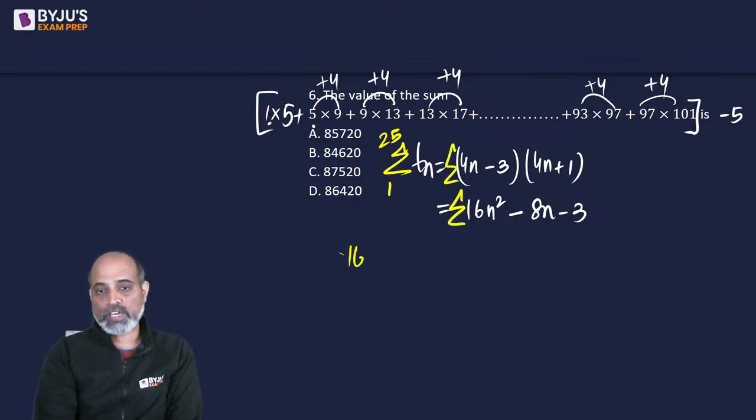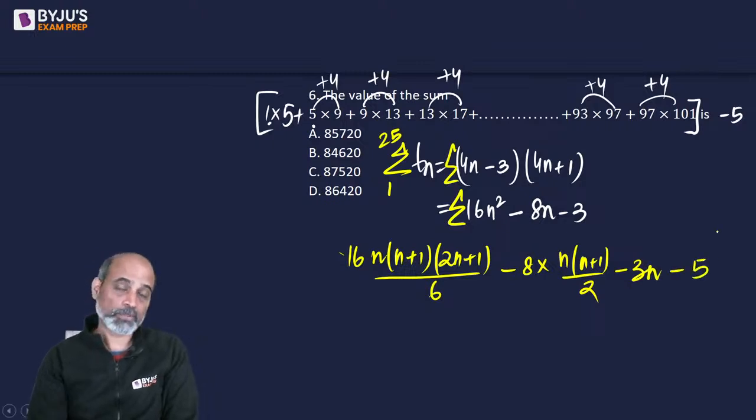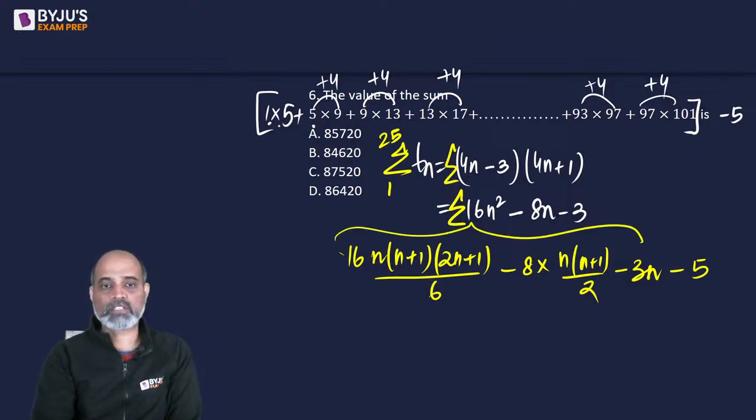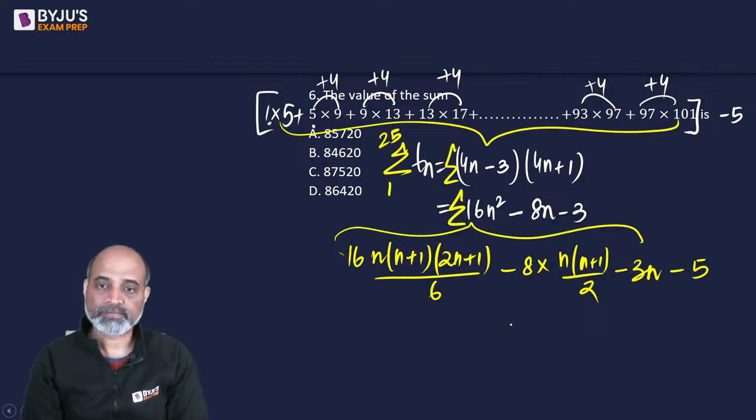Now summation of n square is given as n into n plus 1 into 2n plus 1 whole divided by 6. Summation of n is given as n into n plus 1 whole divided by 2, and summation of 3 is 3n, and let's not forget that 5 that we are supposed to subtract. So this part is the sum of all these numbers, right?